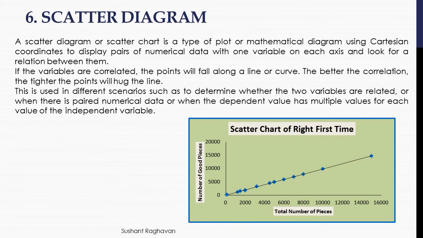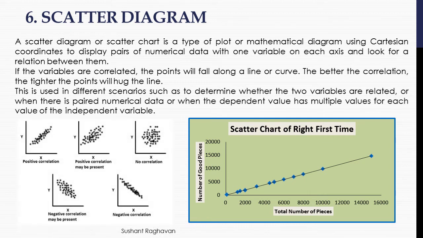This is used in different scenarios, such as to determine whether two variables are related, or when there is paired numerical data, or when the dependent variable has multiple values for each value of the independent variable. Sketch showing different correlations. Positive correlation may be present. No correlation. Negative correlation may be present.